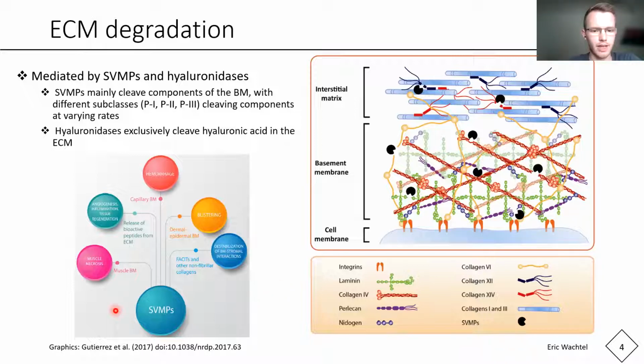What is important to note is that SVMPs, by acting on different kinds of basement membranes, cause different pathologies. So in muscles, it's muscle necrosis. In epidermal BM, it's blistering. Then when capillaries are affected, they cause hemorrhage by simply destroying the capillary wall, or destabilize the BM stromal interactions and release bioactive peptides from the ECM by degrading said structure.